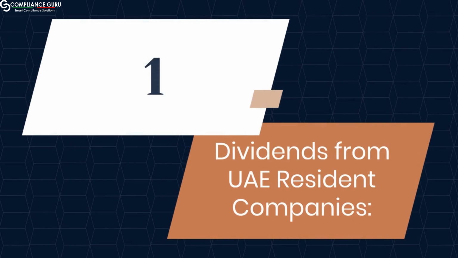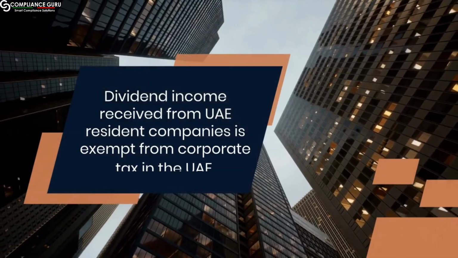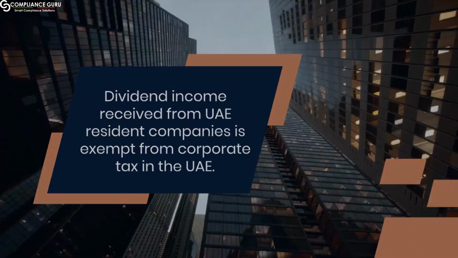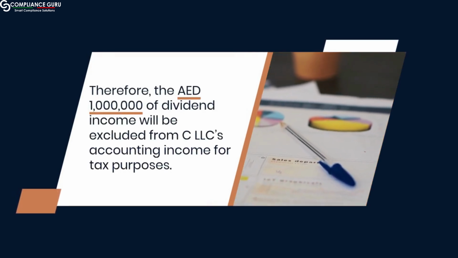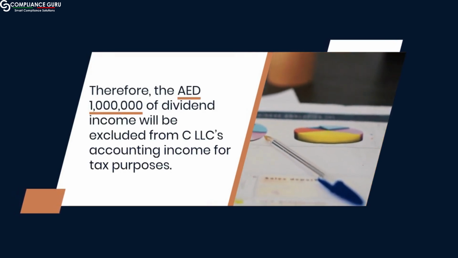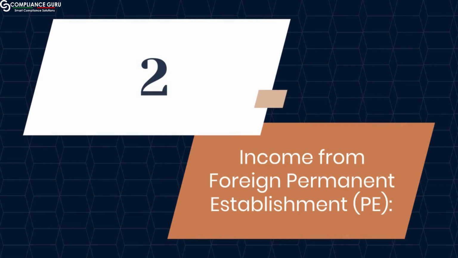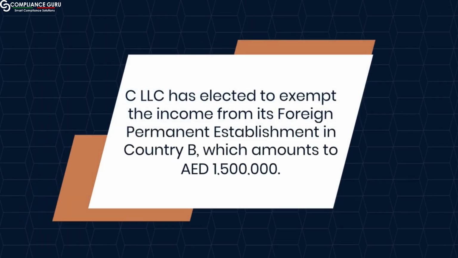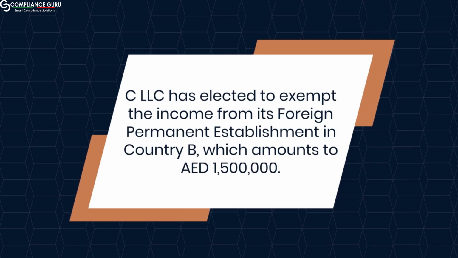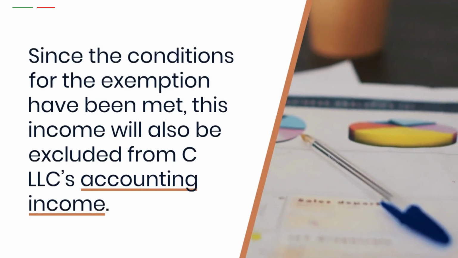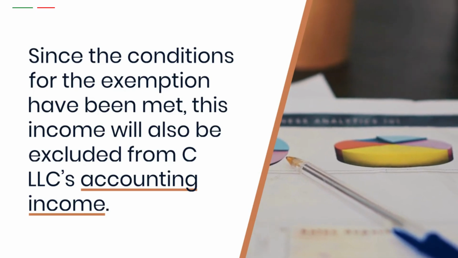1. Dividends from UAE resident companies. Dividend income received from UAE resident companies is exempt from corporate tax in the UAE. Therefore, the AED 1 million of dividend income will be excluded from C LLC's accounting income for tax purposes. 2. Income from foreign permanent establishment, PE. C LLC has elected to exempt the income from its foreign permanent establishment in country B, which amounts to AED 1,500,000. Since the conditions for the exemption have been met, this income will also be excluded from C LLC's accounting income.